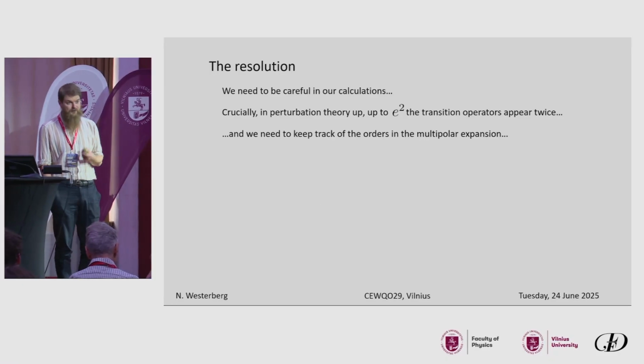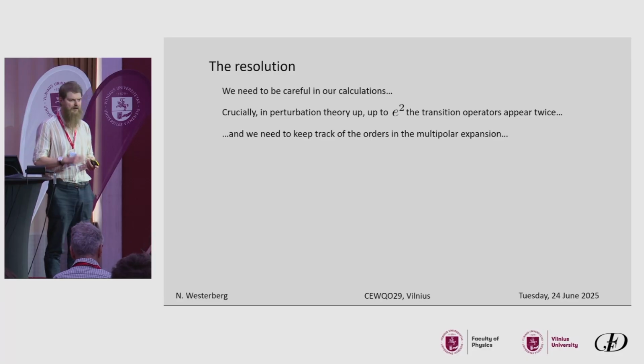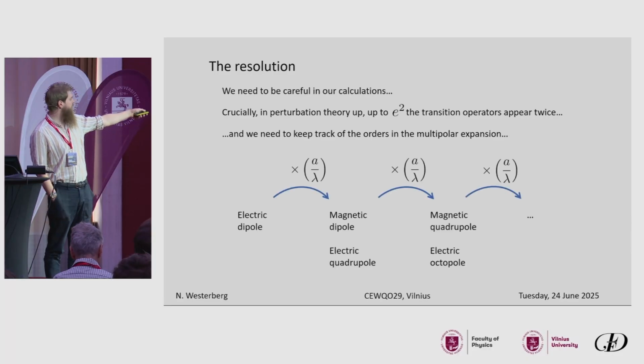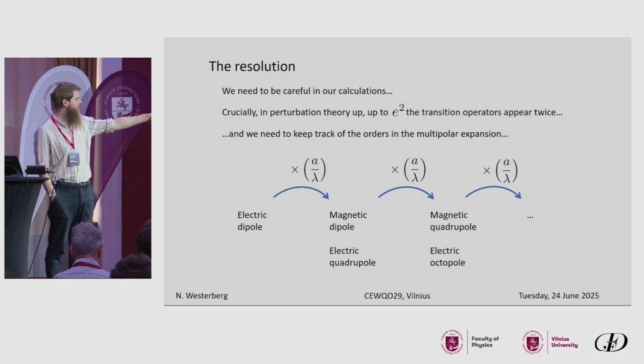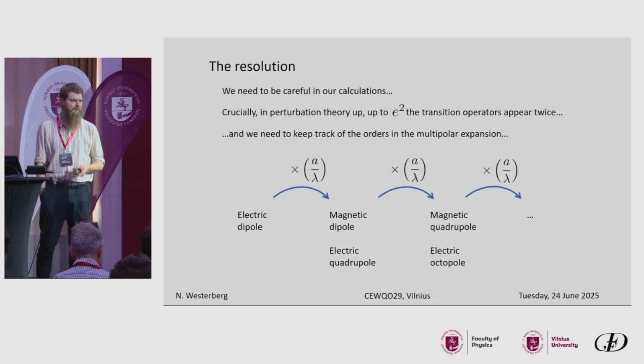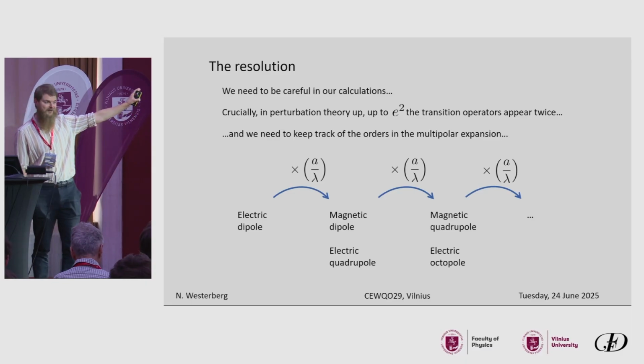And in general, when we do this, we need to keep track of all the different multipolar orders, or whatever expansion order we are doing. In this particular case, it's the size of the atom. So we have the electric dipole, and if a is the size of your emitter relative to the wavelength, next order comes electric quadrupole. You multiply by another order, you get electric octupole. Not an order people tend to care about, but I promise it comes out to be important here.